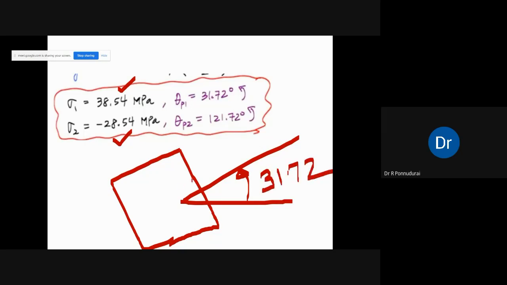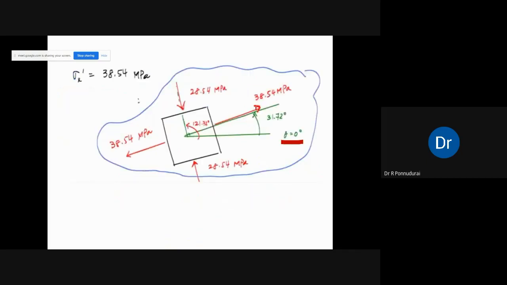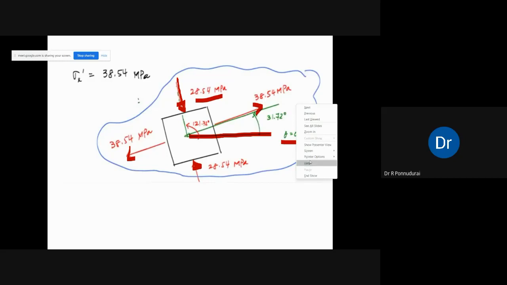So the perpendicular to the plane will have the 38.54 maximum sigma 1 value. Okay, and the other plane will have the value of minus 28.54. So the first plane will have 31.72, the second plane will have 121.72 from the horizontal axis. So this is how we have to present the result.